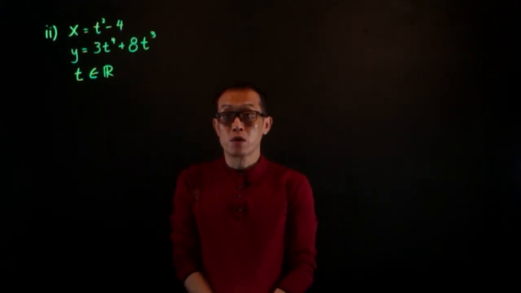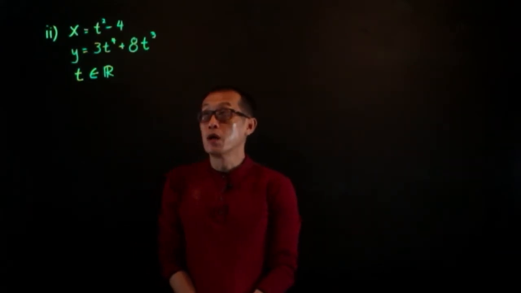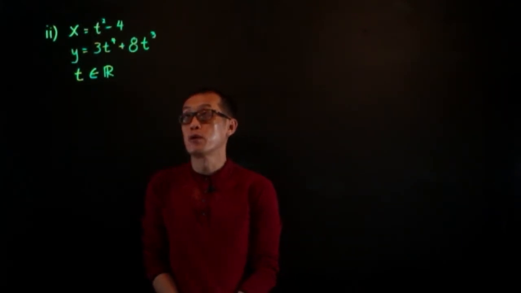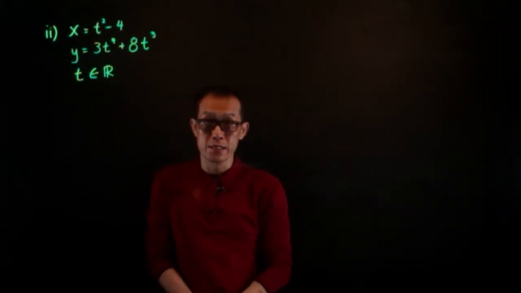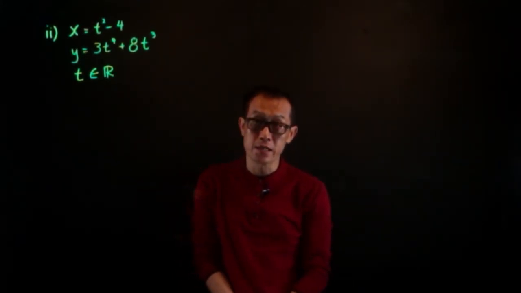You have come to question 3 part 2. Now you are given a parametric equation x equals t squared minus 4 and y equals 3t to the power of 4 plus 8t cubed, such that t is greater than 0. You are asked to provide a sketch and also express it in the form of a Cartesian equation.